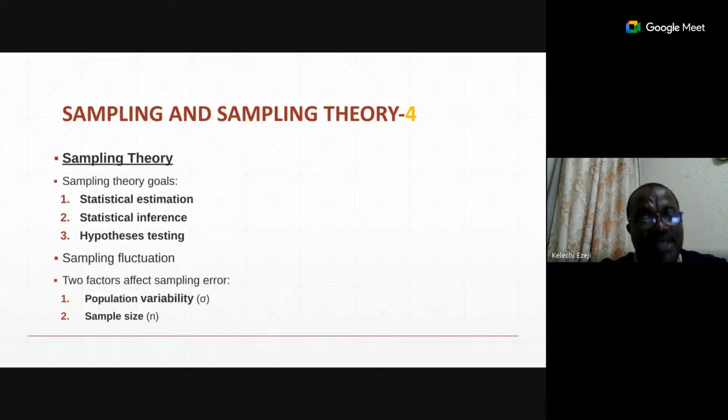Two factors affect sampling error. One is population variability. The other is sample size. And these are calculated.